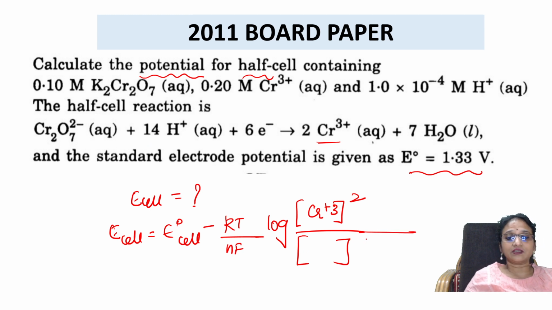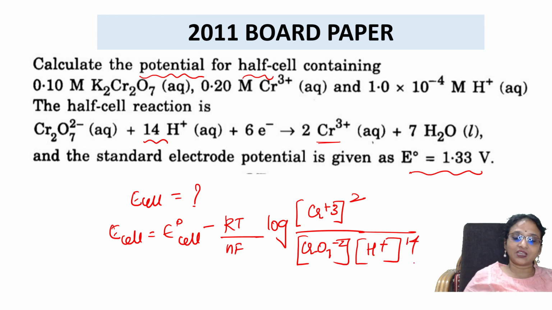Both are there here. In this case, let me take Cr2O7 minus 2 and your H plus. How much is the coefficient? It is 1 for the dichromate and 14 for H plus. This is your basic equation. Now, let us start calculating. First of all, E naught cell. How much is given? It is 1.33.